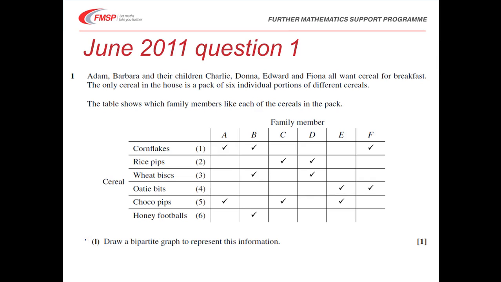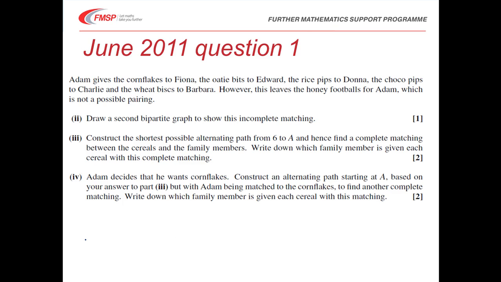We've got to draw a bipartite graph to represent the information. And having got that, we're given information about what we would refer to as an initial matching. We're told that Adam gives cornflakes to Fiona, Oaty bits to Edward, rice pips to Donna, choco pips to Charlie and the wheat biscuits to Barbara. However, this leaves honey footballs for Adam, which is not a possible pairing. He doesn't like them. So we're asked to draw a second bipartite graph to show this incomplete matching. It matches 5 people up to 5 cereals. There were 6 people and 6 cereals, so it's incomplete at this stage.